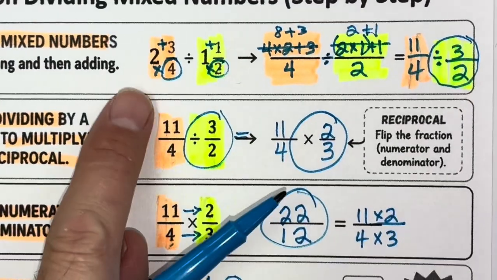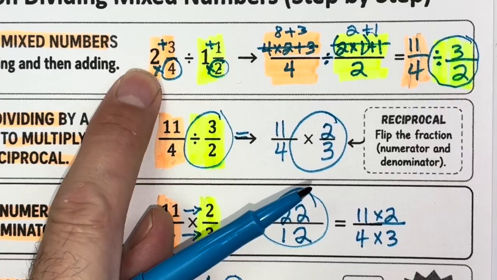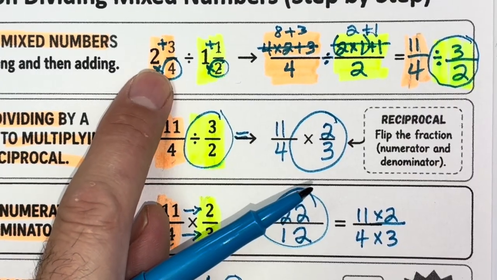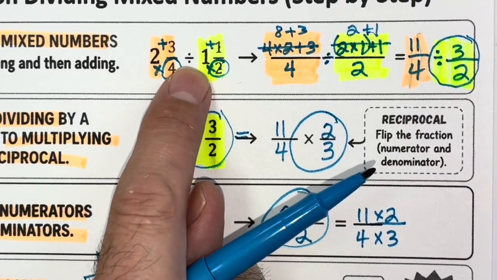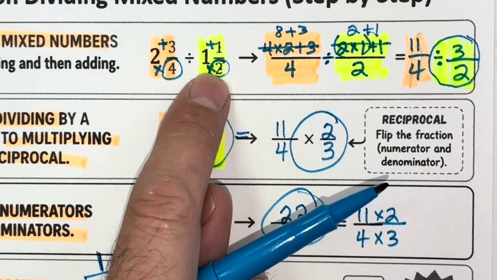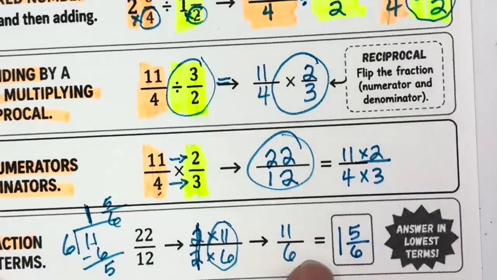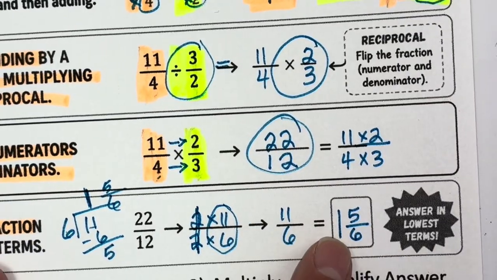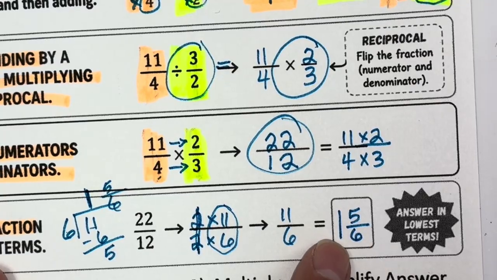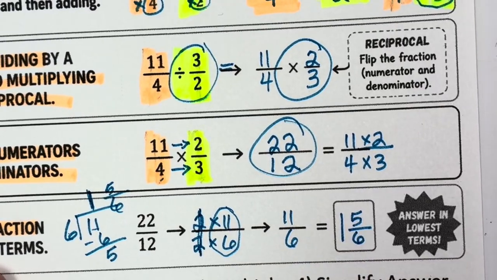We go back up to the top. 2 3/4, which is almost 3, is divided by 1 1/2. And it goes in there just almost 2 whole times. So this is 1 5/6, got it in there.